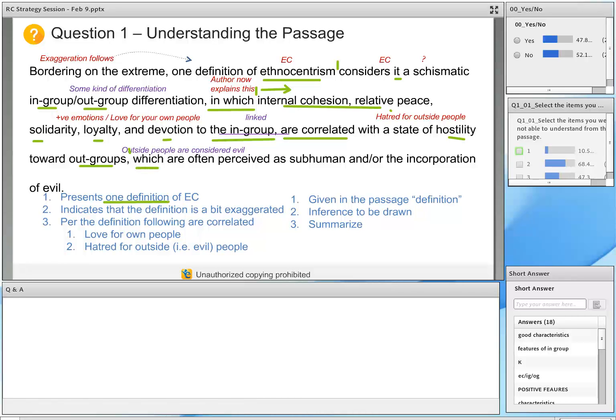Now, the third point, about 50% of the class could not get to, and this one required your skill of summarizing. There wasn't any inference to be drawn here. You had to simply summarize information. You had to understand what internal cohesion, relative peace, solidarity means. It means that love for your own people is linked with a state of hostility towards outside people. So you had to summarize that information. Again, that's another skill that you need to build on.